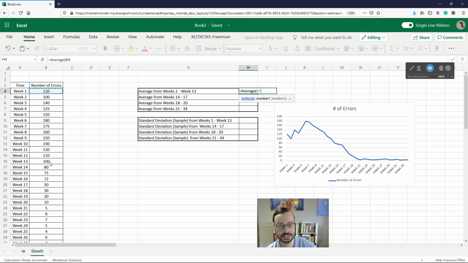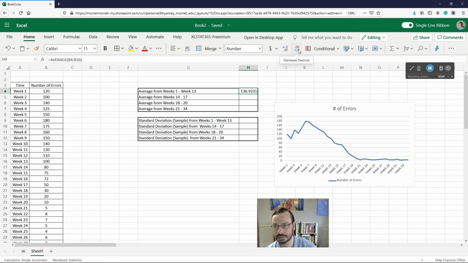I'm going to hold down shift, go to week 13. And you can see up here it's got B4 through B16, which is this block of data right here. And I'm going to close my parentheses. Right? And a lot of times, it'll give you a long number.